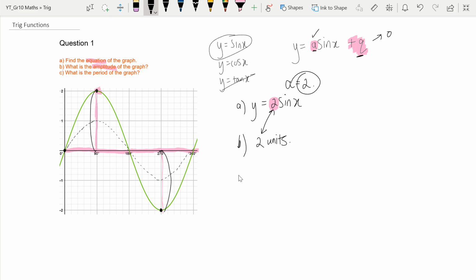All right, let's look at C. What is the period of the graph? Well, we need to know this. The period of the graph is 360 degrees. What is that again? The period is how many degrees the graph needs to complete a curve. So our sine graph does this, and it keeps going.